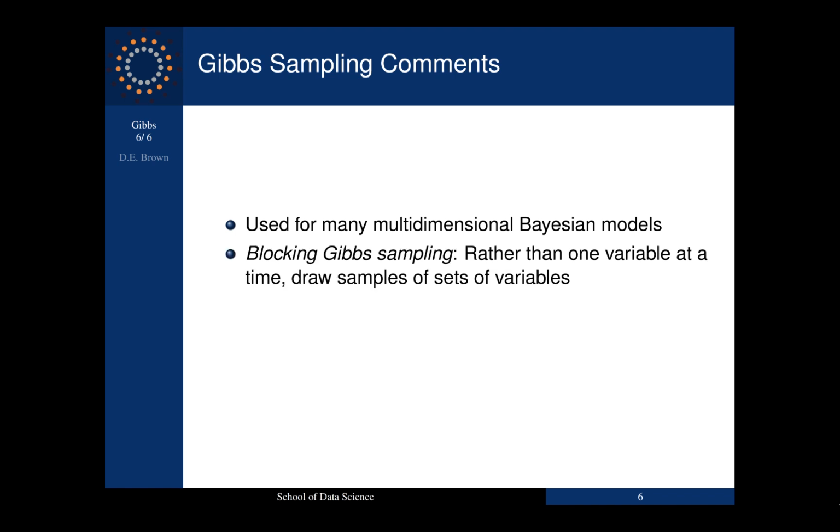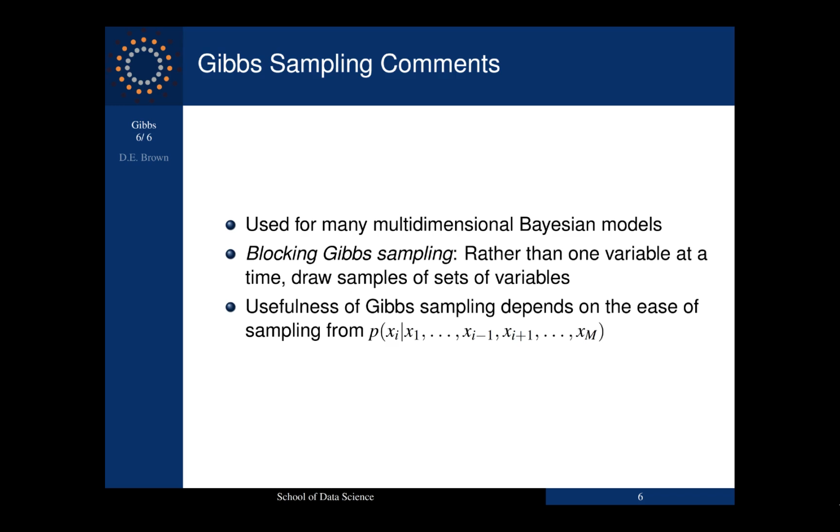There's also something called blocking Gibbs sampling. There are a number of extensions to Gibbs sampling. This is perhaps one of the more common ones. Instead of doing one variable at a time, you can actually draw samples from sets of variables and proceed that way, which makes it a little faster. The usefulness of Gibbs sampling clearly depends on the ease of sampling from the proposal distribution. And that's the key feature that needs to be satisfied for Gibbs sampling to work well.